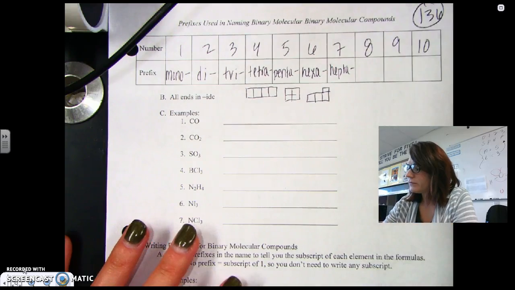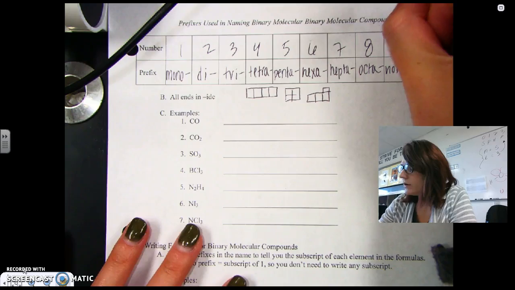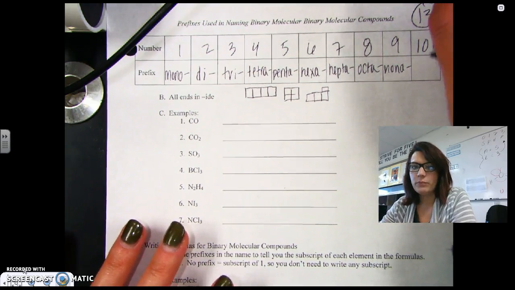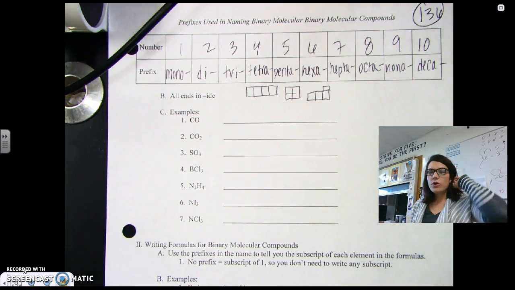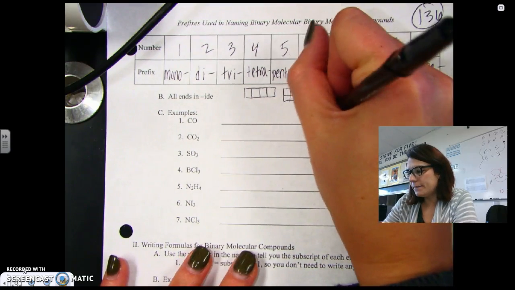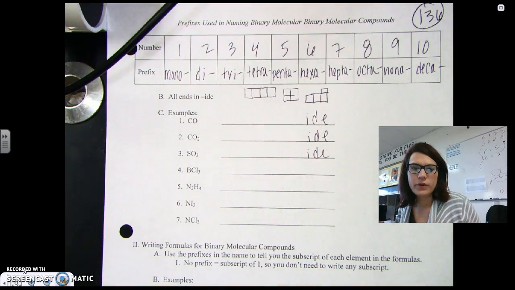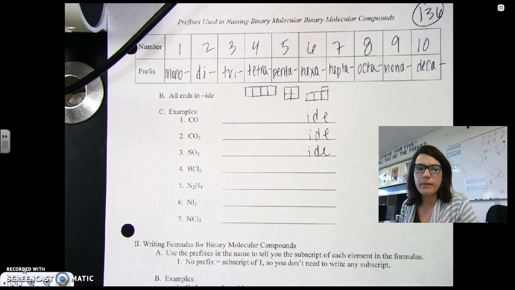7 is hepta, 8 is octa, 9 is nona, and 10 is, I'm sorry, I just had a brain fart, it's deca. Okay, all right, so luckily, all of our covalent bonds end in "ide", okay? So all of these names would end in "ide", etc., okay?